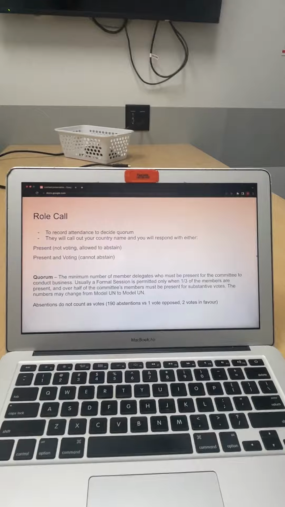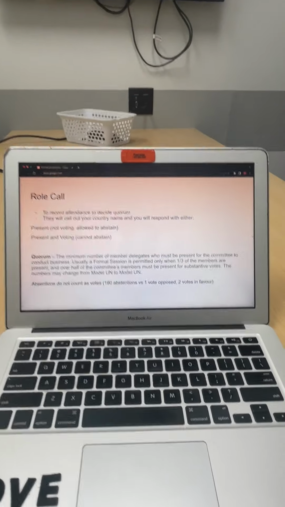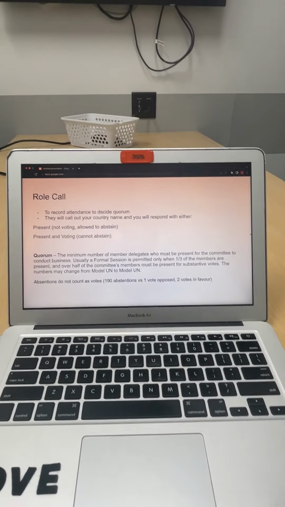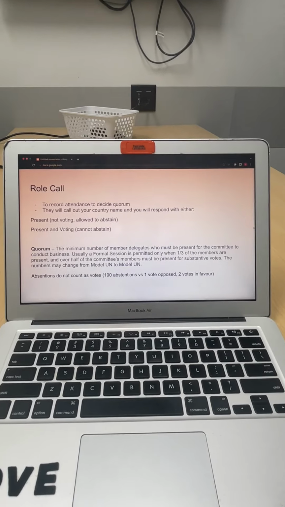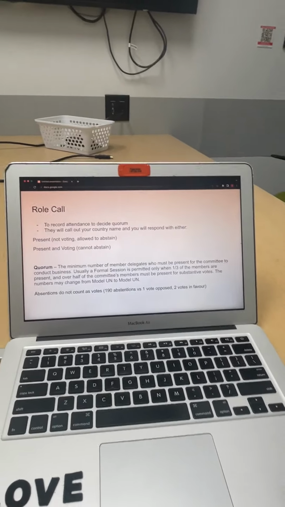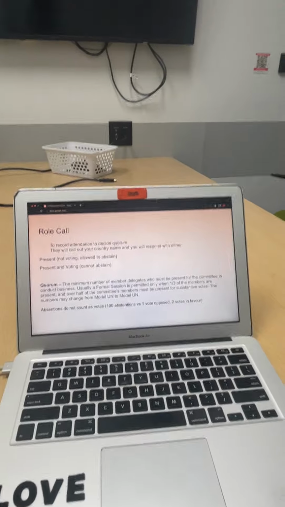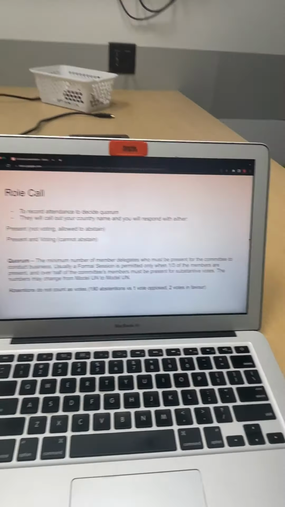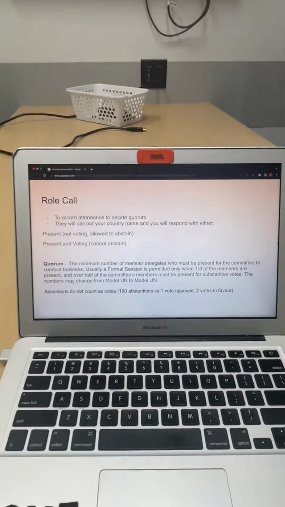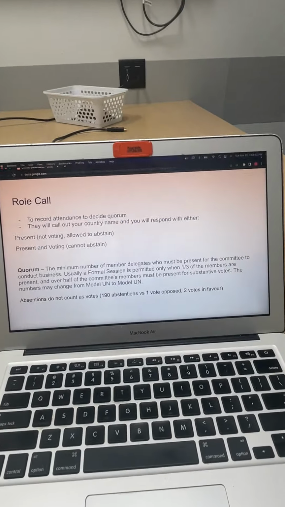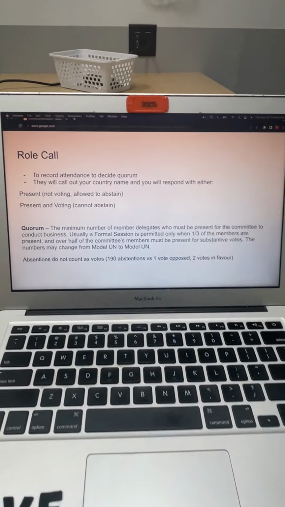So for a formal session, you need 1/3 of the members present. Over half the committee members must be present for substantial votes, and the numbers may change for different UNs that are bigger or smaller, depending on what they are for. And you have two options for roll calls. You can have present and voting, and you can have present.